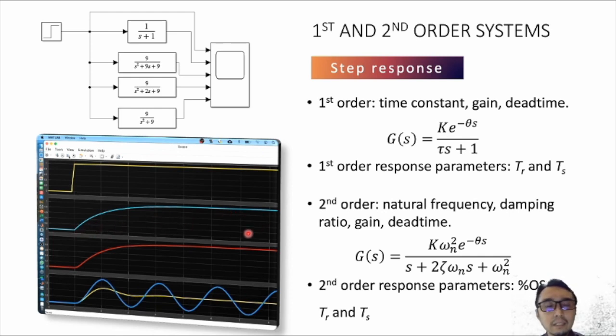So by calculating the settling time and rise time, you can obtain the time constant, the gain, and the theta if you know the input. In this case, the input is the step response.